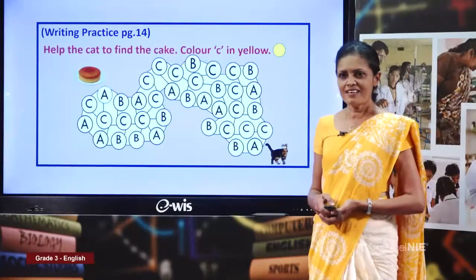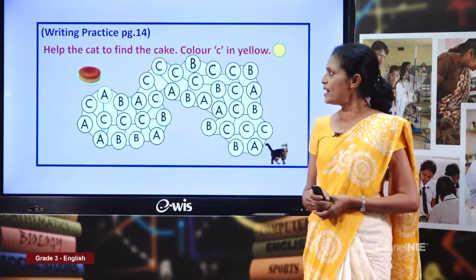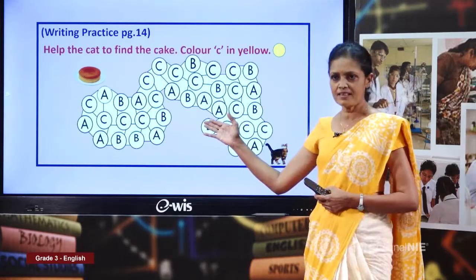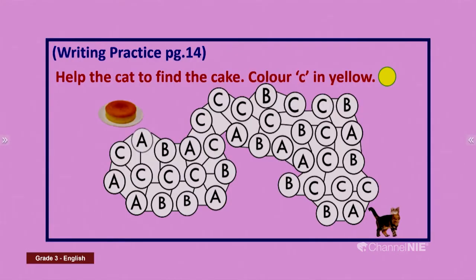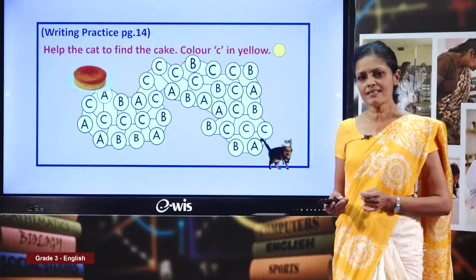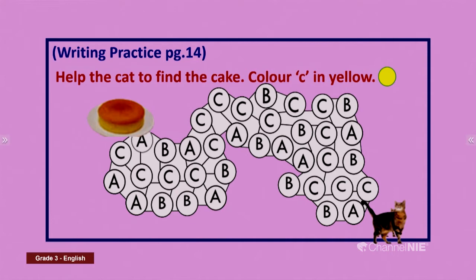Now children, take out your writing practice book and turn to page 14. Help the cat to find the cake. Color C in yellow. Now you can see the cat and the cake. Help the cat to find the cake. Color the circles in yellow. Now do it, children. Color the circles.